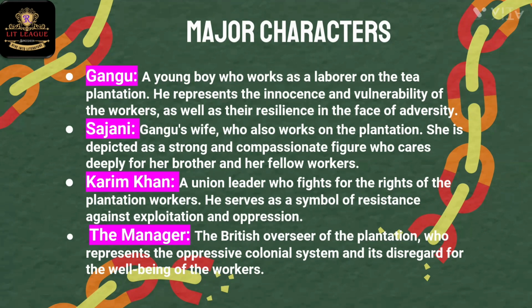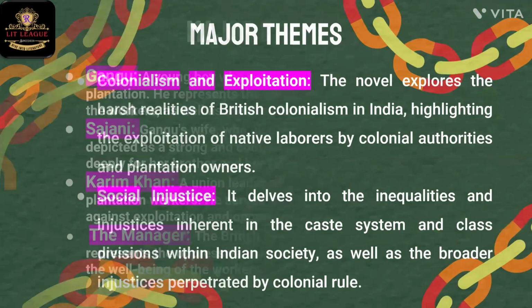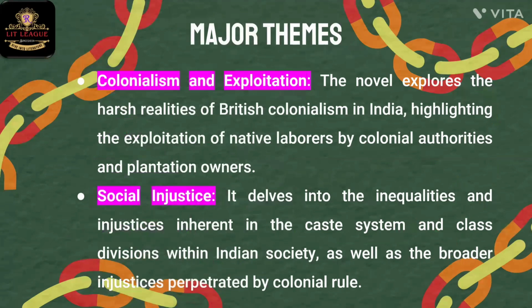Karim Khan, a union leader who fights for the rights of the plantation workers, serves as a symbol of resistance against exploitation and oppression. The manager, the British overseer of the plantation, represents the oppressive colonial system and its disregard for the well-being of the workers. Let's move on to the major themes: colonialism and exploitation.